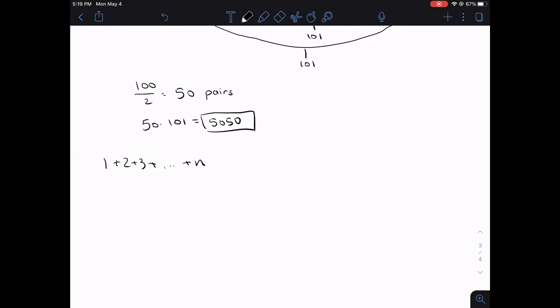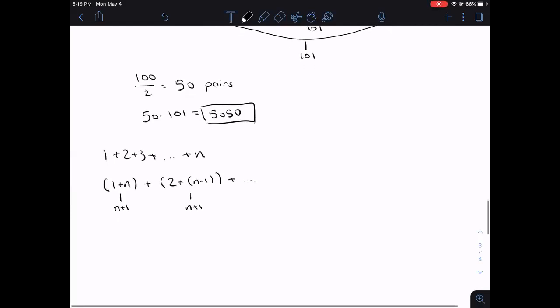So we can use a similar technique. We can pair this up as 1 plus n, plus 2 plus n minus 1, plus and so on. So this is equal to n plus 1, and this is also n plus 1. So each one of these pairs is n plus 1. But how many pairs are there? Well, the first case, it was easier because it was 100, and 100 is an even number.